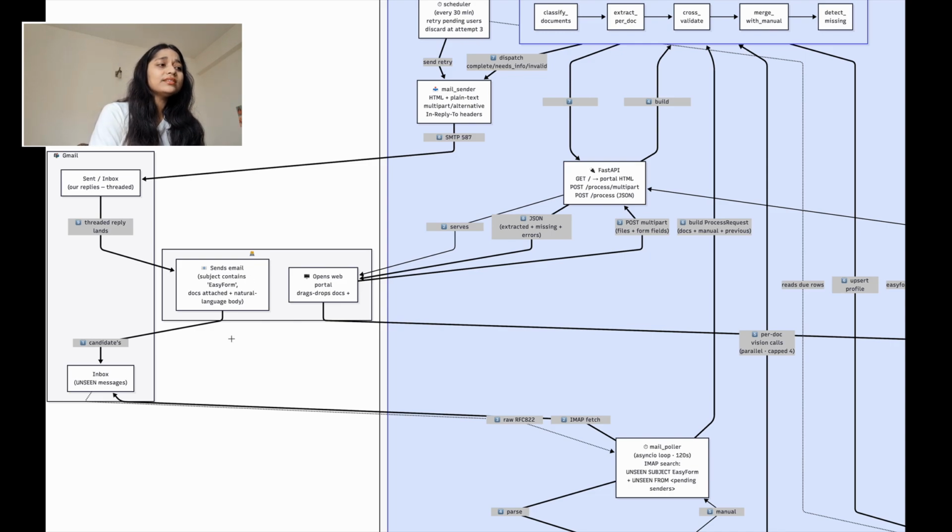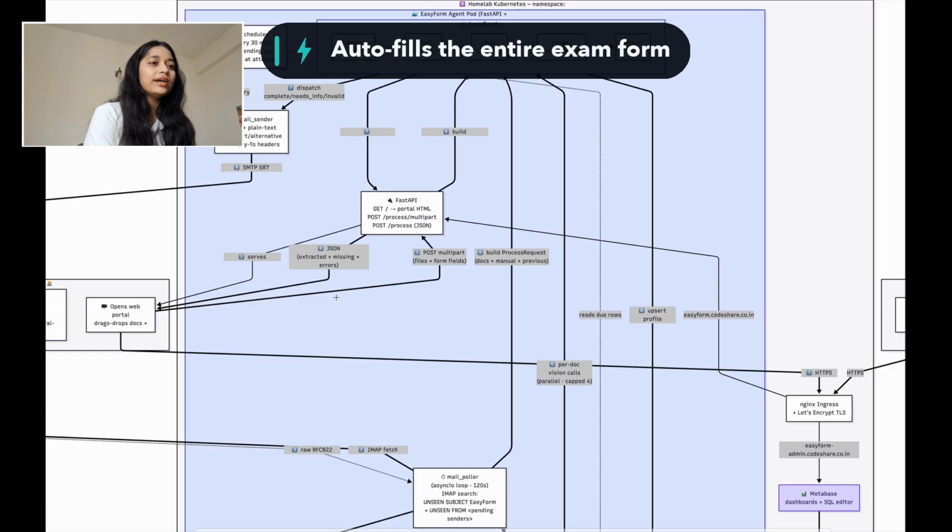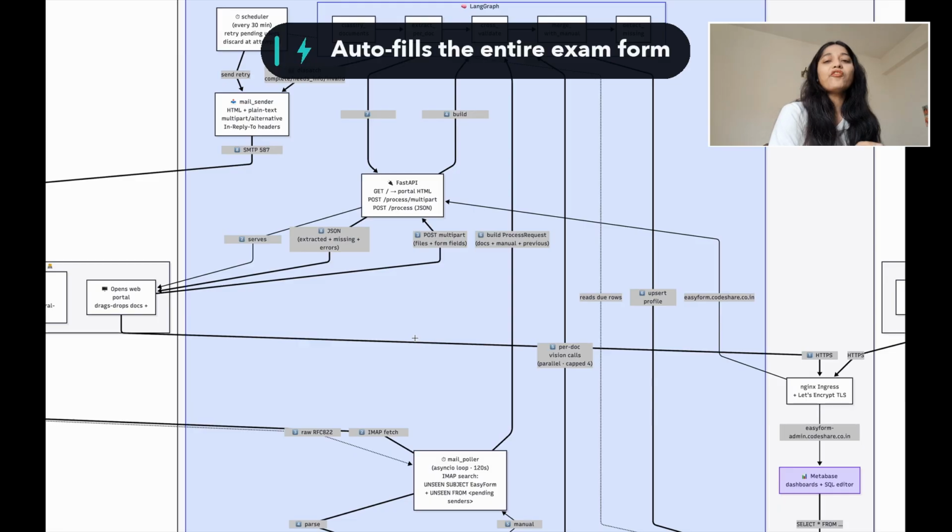And the other is the email option, which I'm very excited about and more interested in, because you have to just send an email, that's it. All the work will then be done by the AI, which will extract the details, follow up in case anything is missing, and the form is submitted. So in the middle is the EasyForm agent.